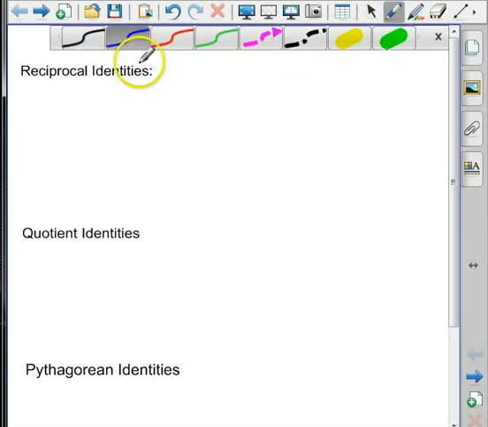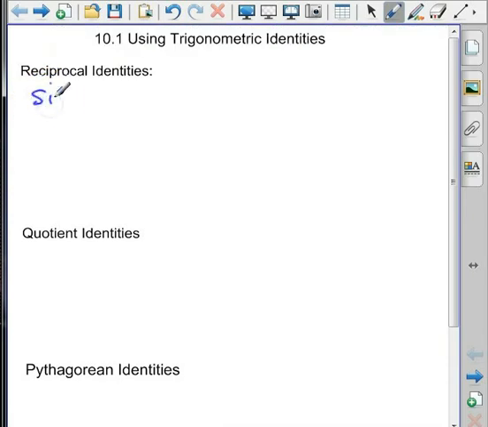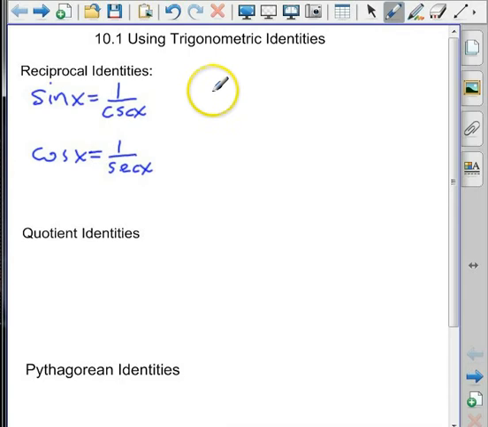dealing with. The first ones are called the reciprocal identities. And you already know these. The sine of x is equal to 1 over the cosecant of x and vice versa. The cosine of x is equal to 1 over the secant of x and vice versa. And the tangent of x is equal to 1 over the cotangent of x. So we use those to get things out from underneath denominators.